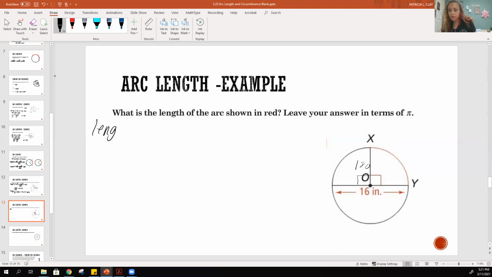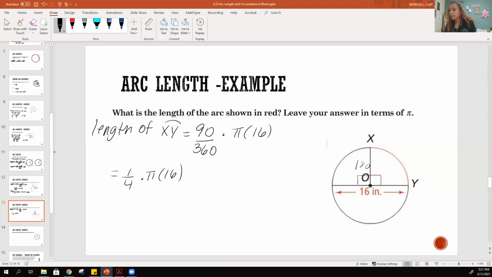I'm going to say length of arc XY is equal to 90 over 360 times pi times 16. Okay, so let's simplify it down. So I have 1 over 4 times pi times 16, because remember, this time I have the diameter, so my formula was a little different. Then if I multiply that, I skipped that step to show you last time, so I'll make sure we know it. 16 times 1 is 16, divided by 4 is 4. So I have 4 pi, and I'm going to put it in inches because we want to get in the habit of labeling our terms.